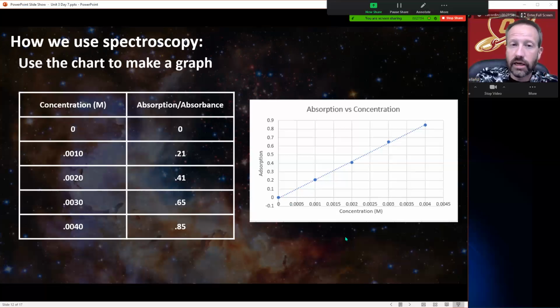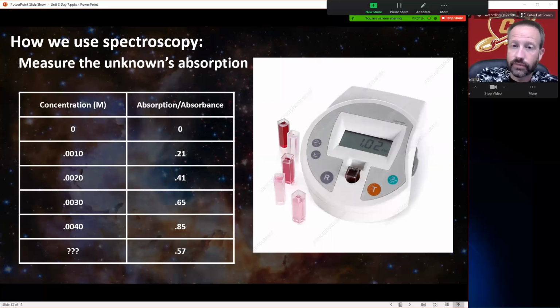What we do then is we measure our unknown. So I put my unknown in the spectrophotometer, and notice I've added a line to my chart here. The machine tells me the absorbance of my unknown, my grape Kool-Aid in this case, is 0.57. I don't know what the concentration is. That's what I'm trying to find. That's the entire goal of the lab. What is the concentration of the purple in my grape Kool-Aid? If the machine tells me it's 0.57, what can I do?